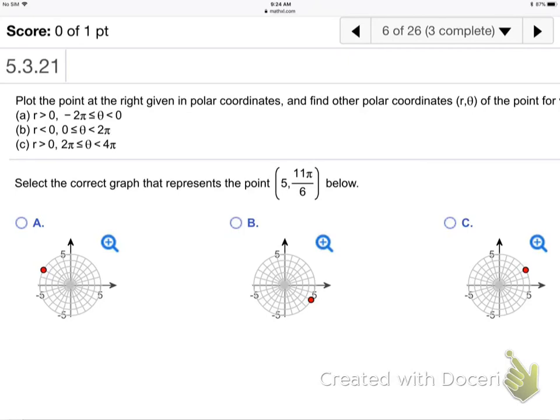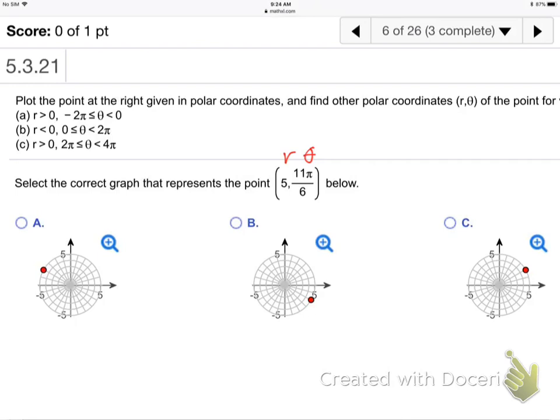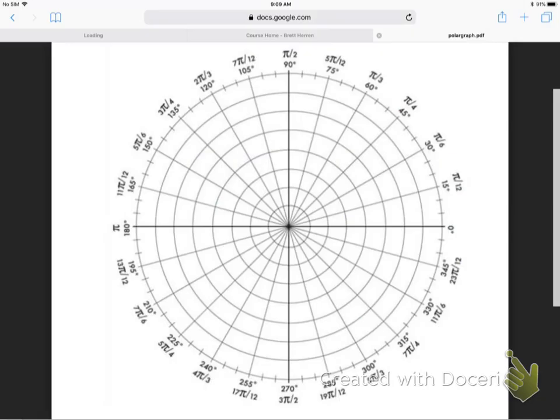Okay, so they're saying here's the r, here's the theta. They're giving me 5, 11 pi over 6. We could do that one. Here, let me just put it on the polar graph. Number 6, right? Yeah, 5, 11 pi over 6.